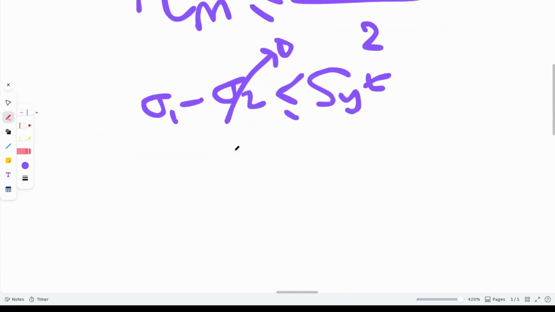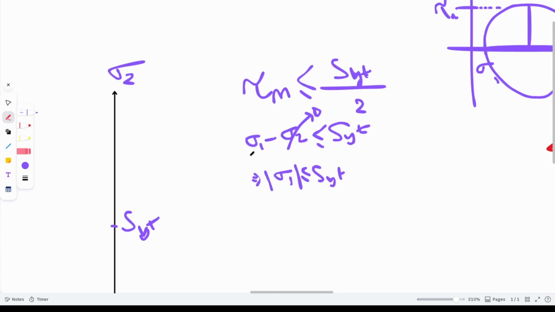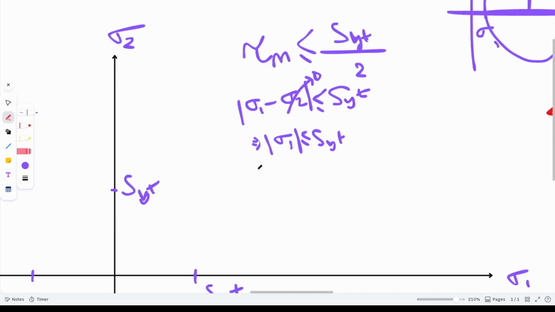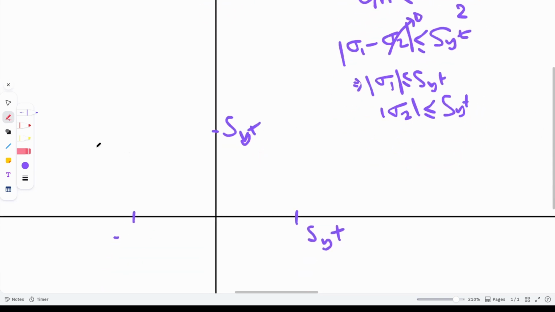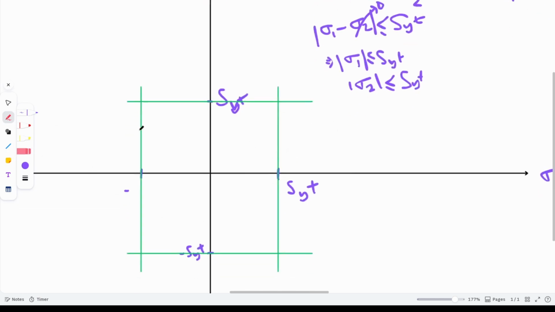And so if sigma 2 is equal to 0, we have similar equations to that of the maximum normal stress theory. So sigma 1 is less than or equal to SYT, or rather the magnitude. We are speaking of the magnitudes, right? So sigma 1 is less than or equal to SYT. Similarly, if we put sigma 1 equal to 0, then sigma 2 will be less than or equal to SYT, and we will have that same square that we had in the maximum normal stress theory. And now this looks essentially identical to the maximum normal stress theory graph.